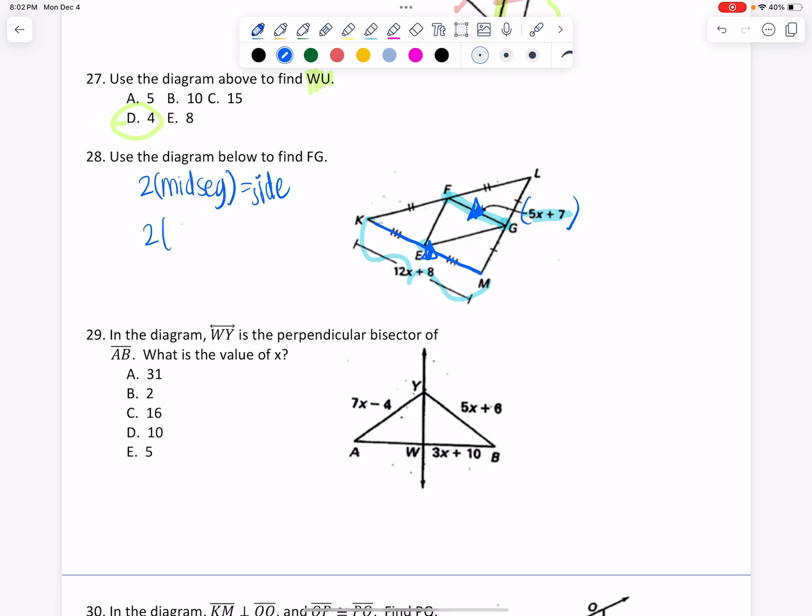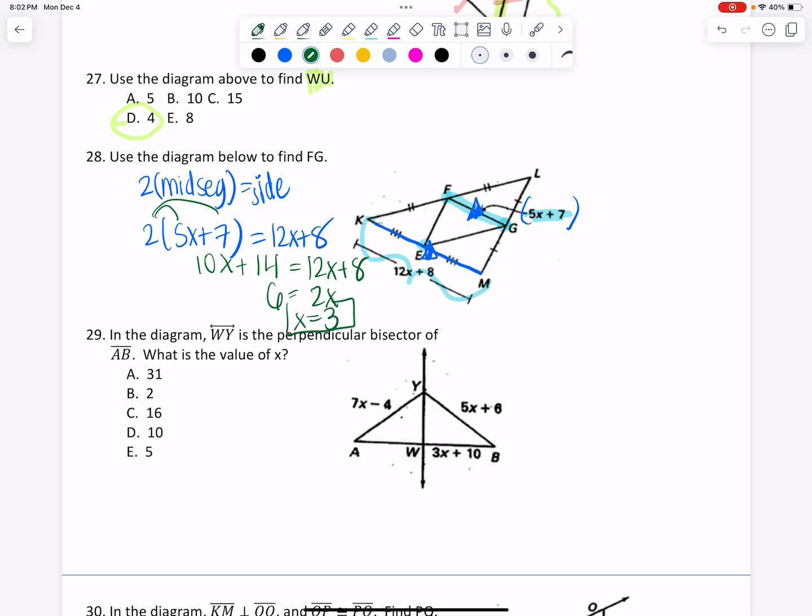So I'm going to do 2 times 5x plus 7. If you double the small one, you get that bigger one, 12x plus 8. So I've got to use some distributive property here. Again, I'm going through the algebra fast. So if you're struggling with the algebra, go ask one of your math teachers for help. We would be happy to help you. And I'm going to get x equals 3.